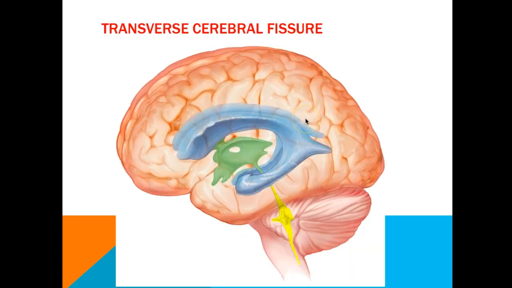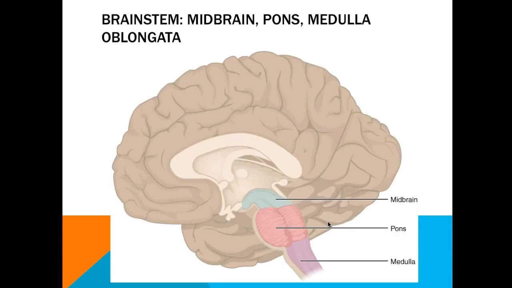Another fissure we need to be aware of is your transverse cerebral fissure, and that can be found between the cerebrum and the cerebellum. Later, we'll talk about some important dural folds that lie within this area. Here's our cerebellum.